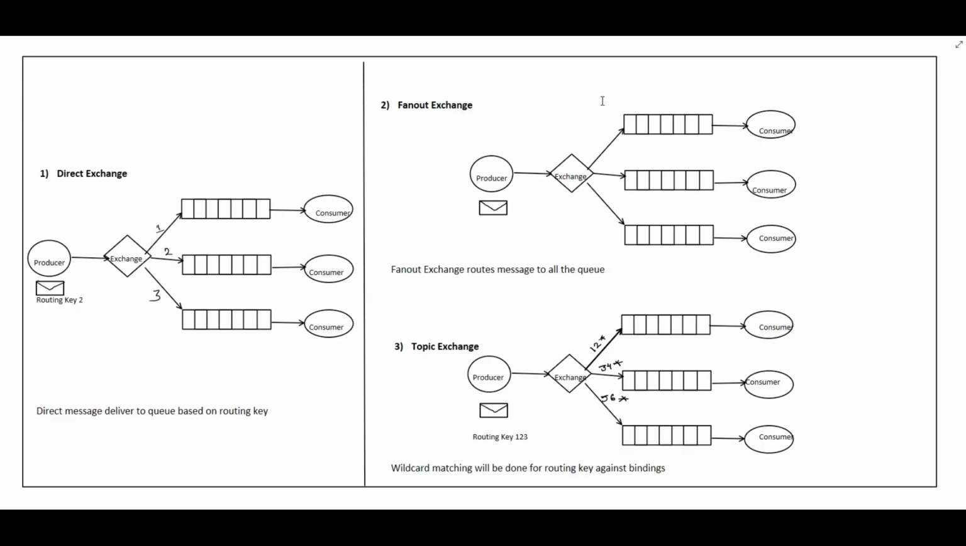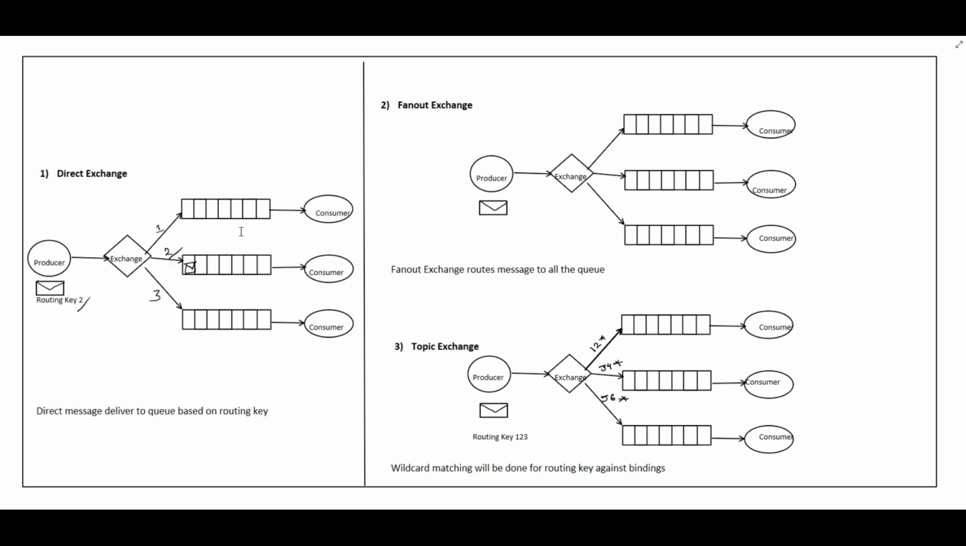So in exchange, the first type is the direct exchange. In this, the message will be delivered to the queue based on the direct routing key. The binding key is defined as 1, 2, 3, and there will be a routing key defined for that message. When the producer passes this message to the exchange, the exchange will match that routing key with the binding key, and whichever queue matches the binding key, the message will be pushed to that queue.